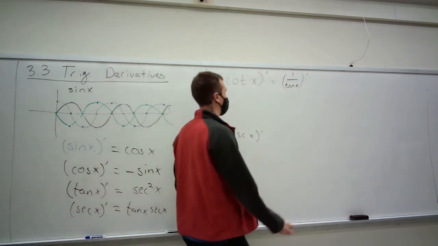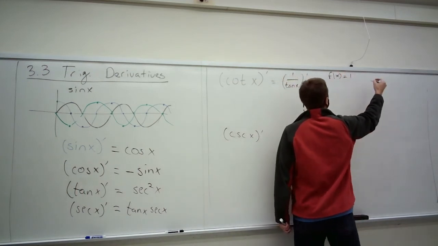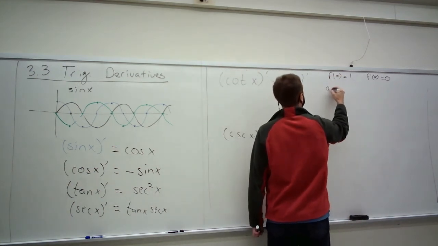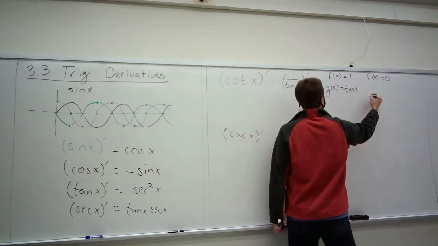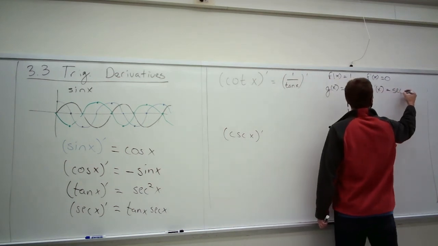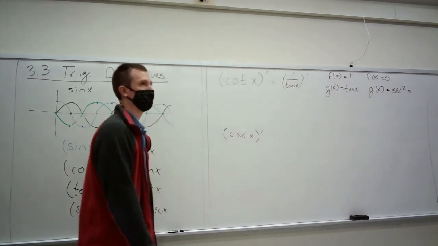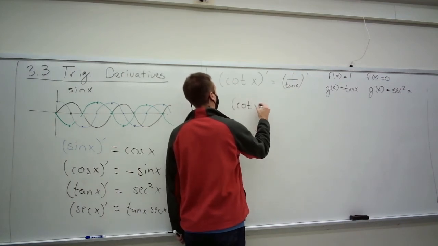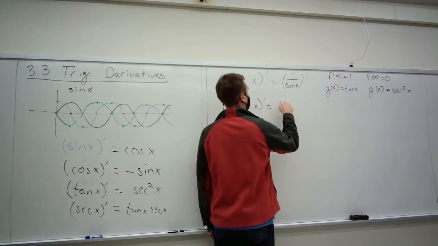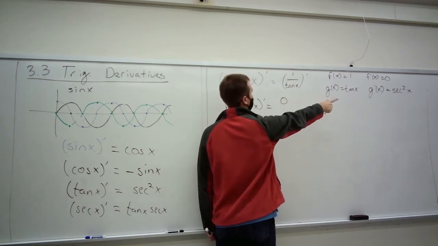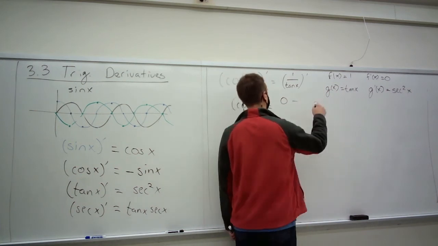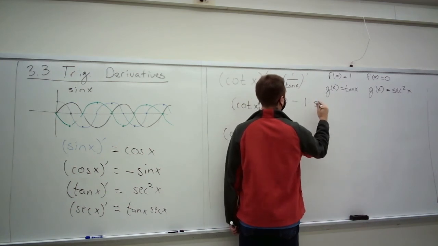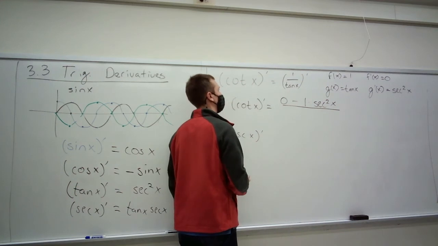So our top function is 1. Derivative of 1 is nothing. That simplifies the quotient rule quite a lot. Bottom function is tangent. Derivative of a tangent is secant squared. Let's put it together. Derivative of the top times tangent, so nothing. Minus the top times the derivative of the bottom, divided by the bottom squared.